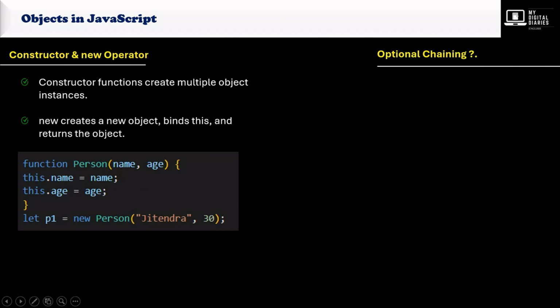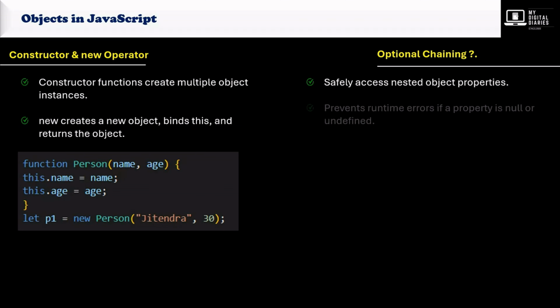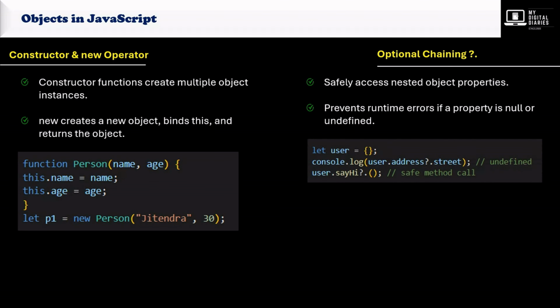Next, let's talk about optional chaining, which is represented by a question mark and dot. This is a feature that lets us safely access nested object properties. Normally, if you try to access a property on something that is null or undefined, JavaScript throws an error, but with optional chaining, instead of breaking the code, it just returns undefined. So let us take an example of optional chaining.